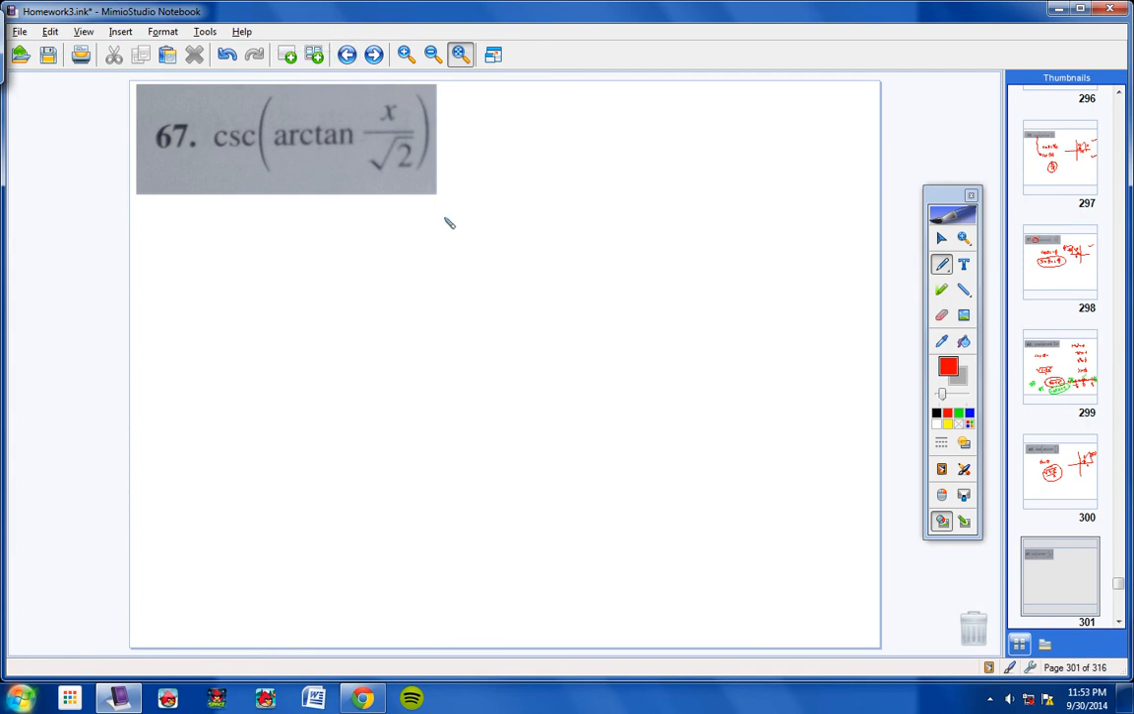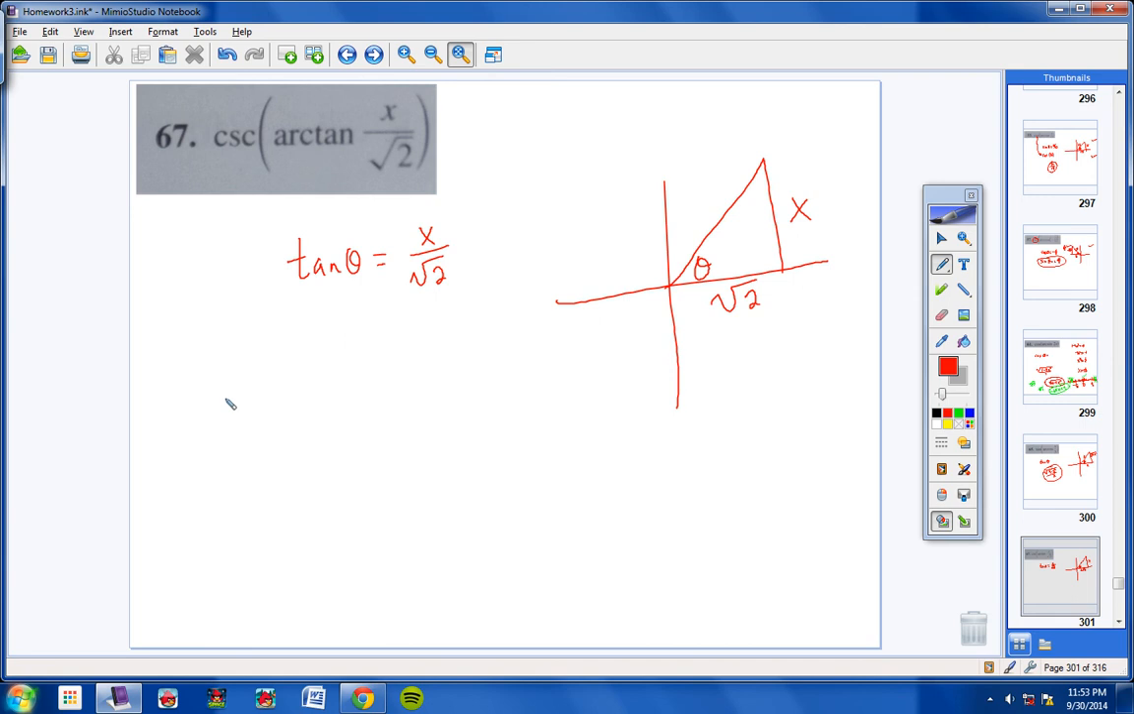Let's see what we have here. All right, let's start with inside the parentheses first. So we have tangent of theta equals x over the square root of 2. So here we go. Draw our triangle here. Here's theta, opposite over adjacent. One leg is the square root of 2. The other leg is x. Leg squared plus leg squared equals hypotenuse squared. So when you square the square root of 2, you get 2. When you square x, you get x squared.